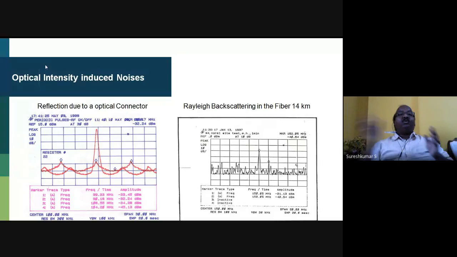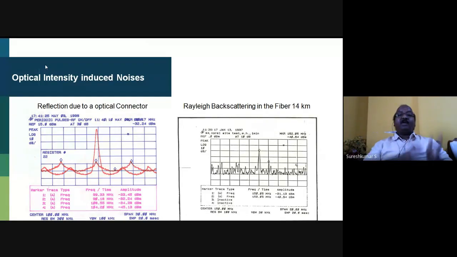So, if you use an optical isolator or a better ultra low reflection connector, this ripple dies out, and thereby you improve your SNR. Same way, when you put a fiber link connected to a RF over fiber system for a 14 kilometer distance, you can see that there is a random noise along with the carrier there. So these are Rayleigh backscattering happening in the fiber, which produces these noises in the receiver output.